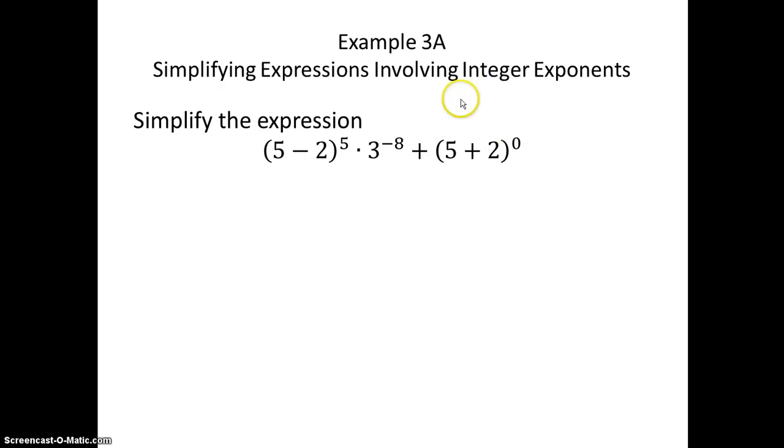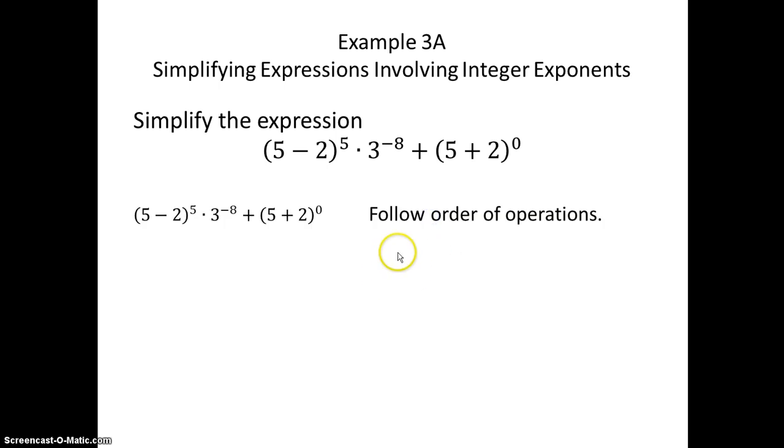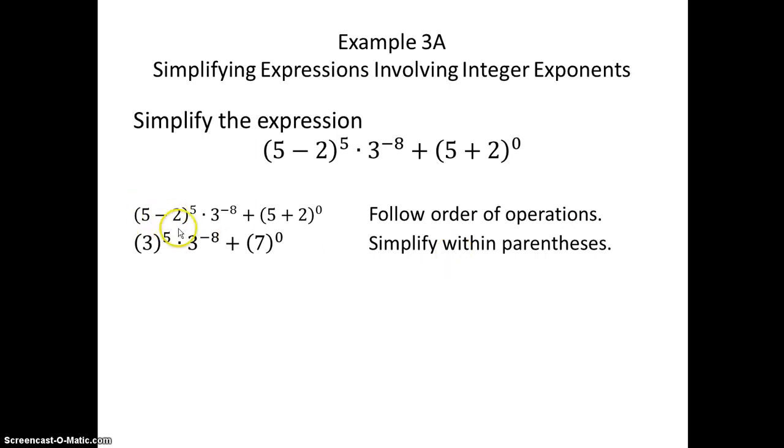Okay, so let's say we have this big monster to simplify here. What the heck do we do? Well, you just take it one step at a time. The first thing you want to do always in math is follow the order of operations. So what comes first is the parentheses. So I take what's inside the parentheses. In this case, 5 minus 2 simplifies to 3.